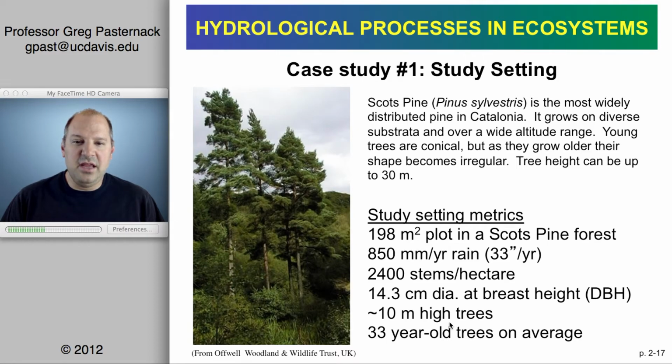In this case study, the setting was coastal Spain, as I said, and in this case it was a single species that was present there, which is Scots pine. It's the most widely distributed pine in Catalonia. It grows on diverse substrata and over a wide altitudinal range. The young trees are generally conical, and as they grow older, their shape becomes a little irregular, as you see here. And for those of you in California, if you go to Point Reyes or anywhere along the coast, you can see this species is present there, and it gets contorted by the wind and fog drip and other things that are going on.